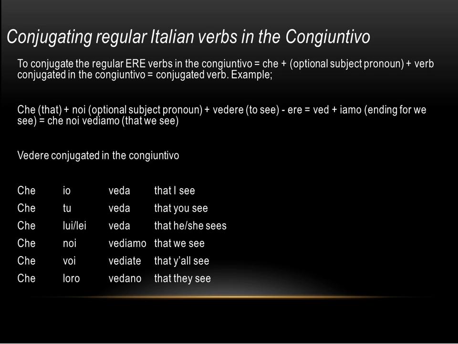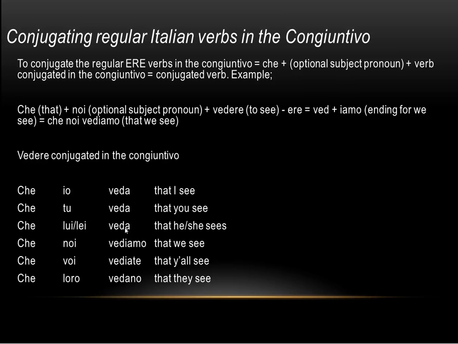Now this time, for the first three, instead of the same conjugation as the second person singular in the present tense, we add the letter a to it. So it's veda, veda, veda. The next two are done the same as the ARE verbs, vediamo, vediate, and the last one is vedano, instead of like for the ARE verbs where we saw it was parlino.